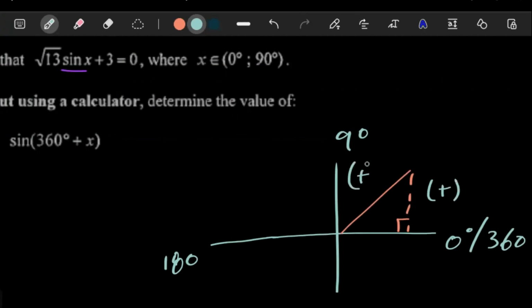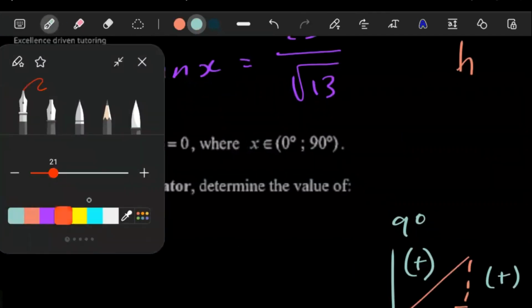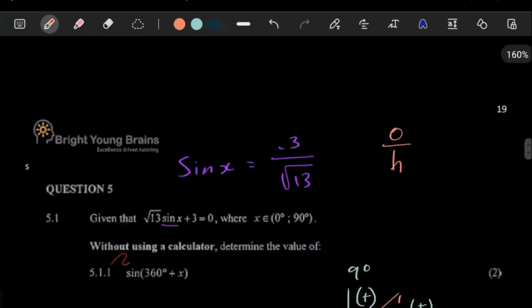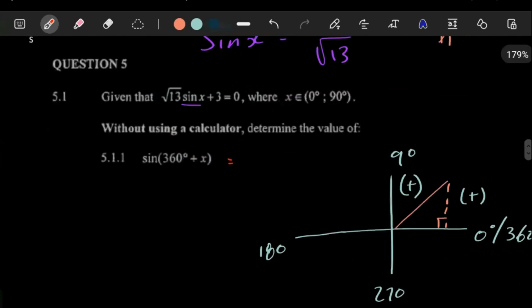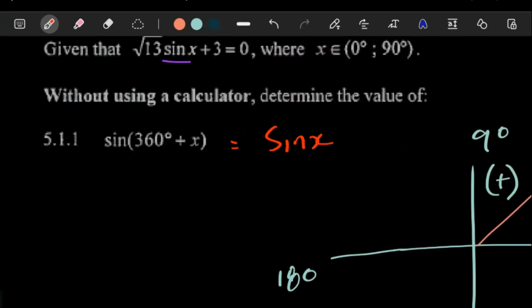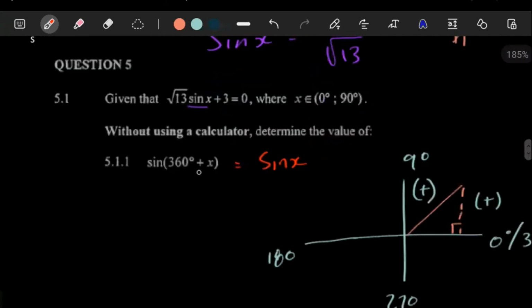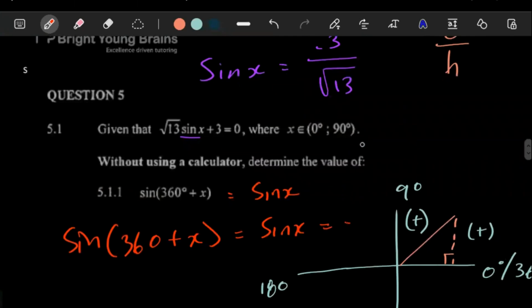Hypotenuse is also a positive value. So one of these would need to have been different. Let's see, without using a calculator, determine the value of sine(360 plus x). Because 360 degrees plus x would have just given you sine x. So logically speaking, sine(360 plus x) is equal to sine x, which means it would need to be equal to negative 3 over square root of 13.